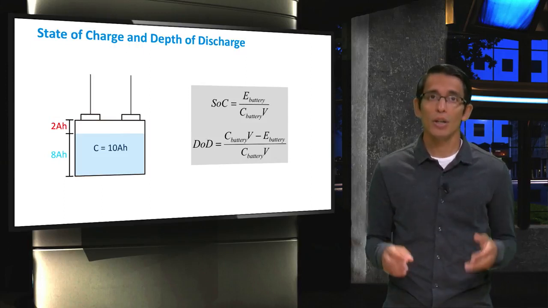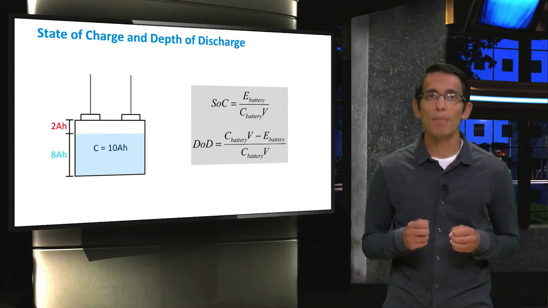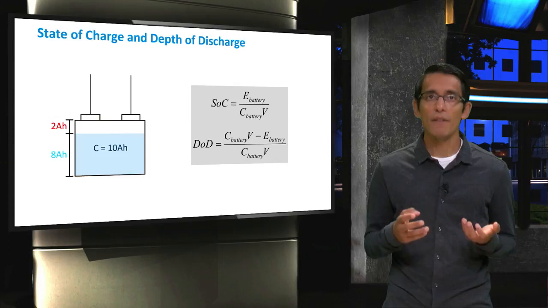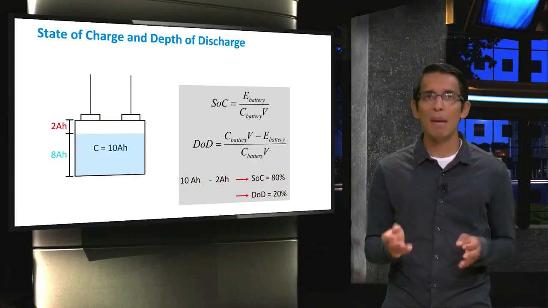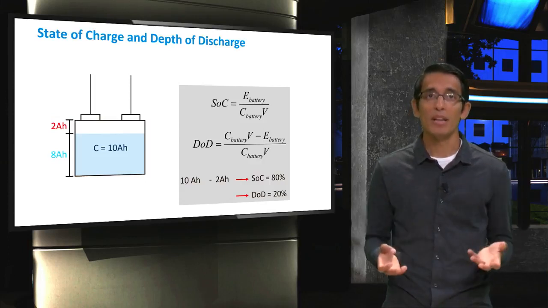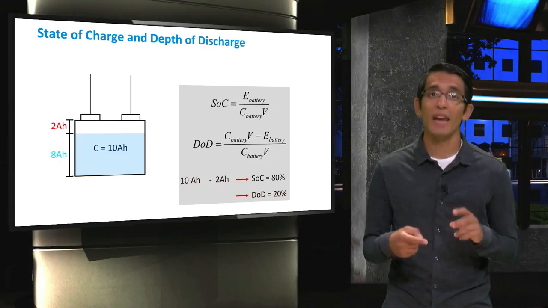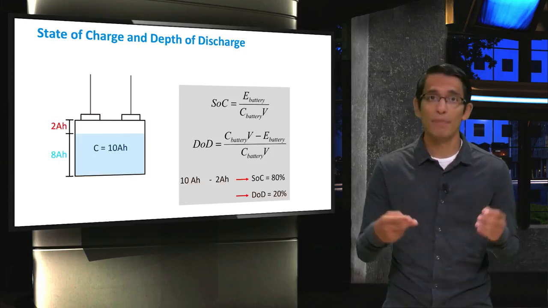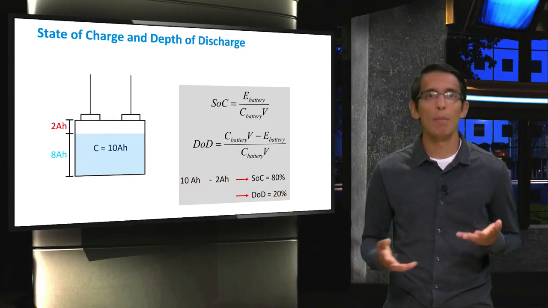The state of charge, or SOC, and depth of discharge values are essentially an important battery parameter that is often used in PV system designing. As an example, consider a 10 amp-hour battery, which has been drained by 2 amp-hours. For this battery, it is said to have a state of charge of 80% or a depth of discharge of 20%. From this, we can see that both terms are complementary to each other.